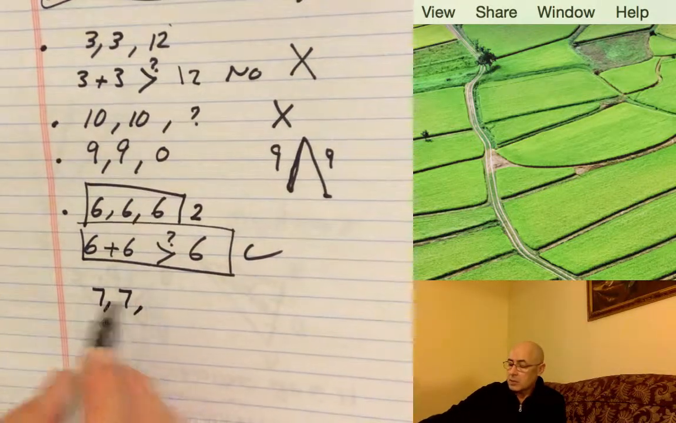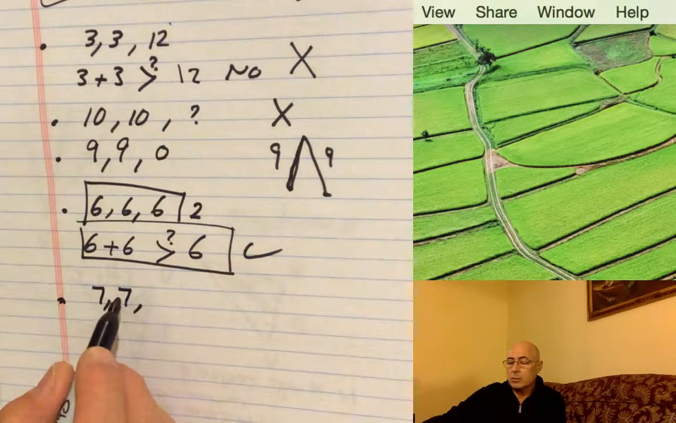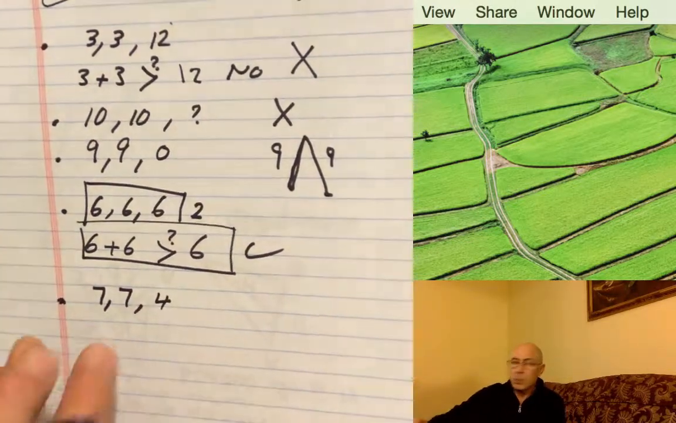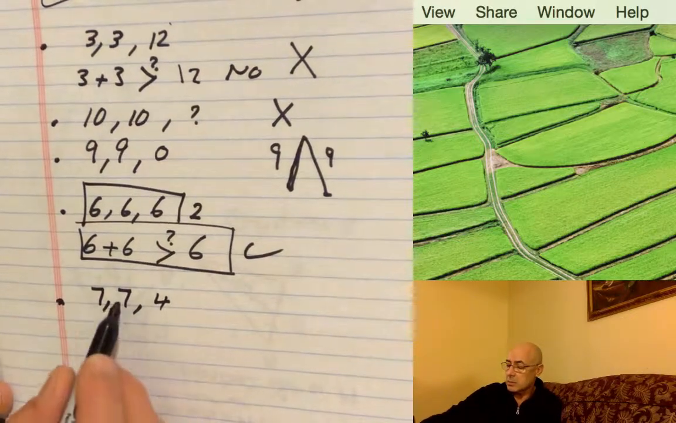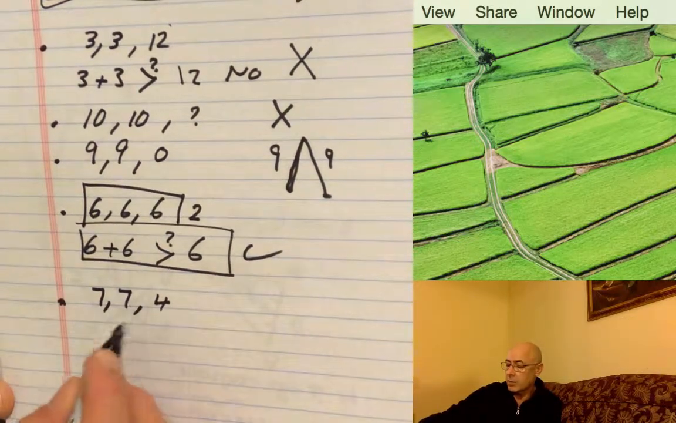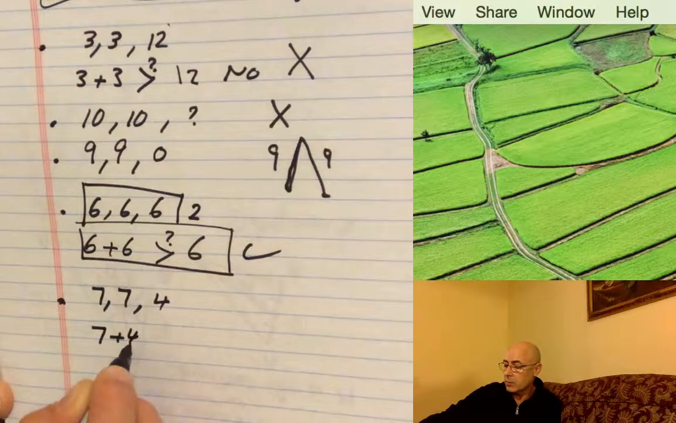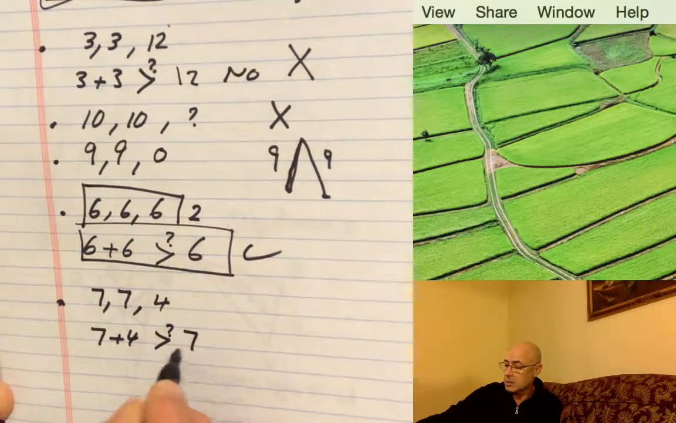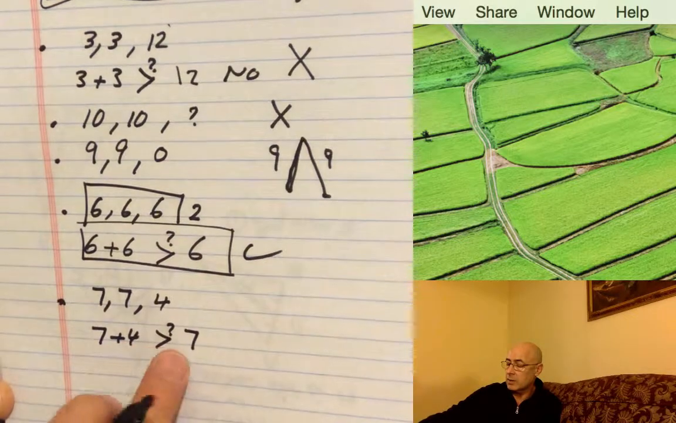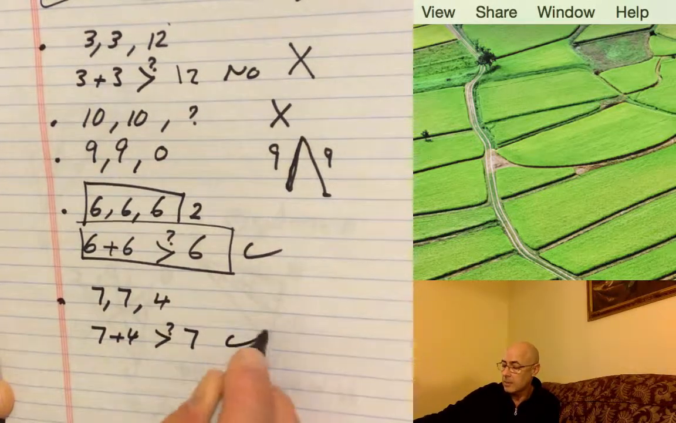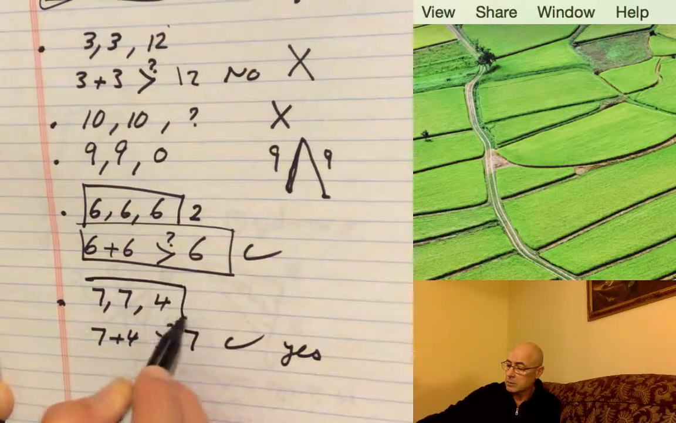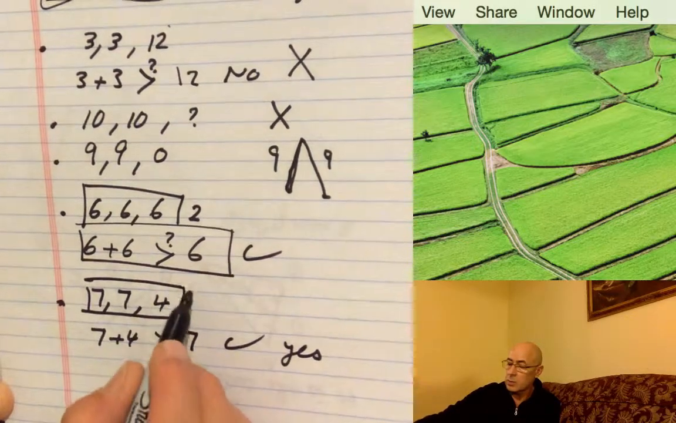What is the third side going to be? 7 plus 7, 14. From 18, this is going to be only 4. Now I pick the smallest two sides. One of these two 7s and the 4. 7 plus 4, is it greater than the other side, which is 7? 7 plus 4 is 11. 11 greater than 7? Yes. So that's another solution.